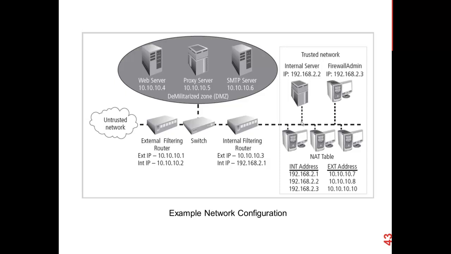Here's an example of a network configuration, and what we have here again is an untrusted network, an external filtering router, external IP address, internal IP address, and a switch which is going to push data that is directed towards the DMZ to proxy servers or web servers or SMTP servers. Then they're using an internal filtering router which is acting as a proxy. For our trusted network, we have some internal servers, firewall administrators, and some external IP addresses using a network address translation table, using two different IP address schematics. Typical example of a network configuration.